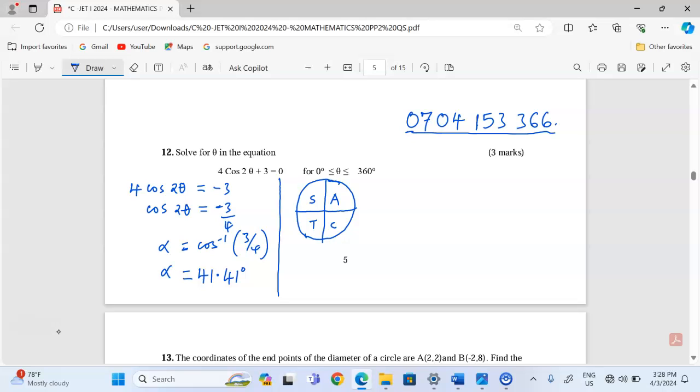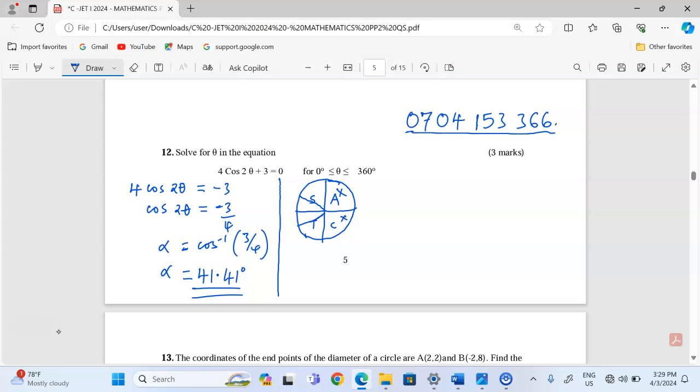This means we need the acute angle, which we have just calculated, in the quadrants where cosines are negative, and that is in the second quadrant. So in the second quadrant, we're going to measure 41.41 and also another 41.41 in the third quadrant, because in those two quadrants, cosines are negative. So we're going to exempt the first and the fourth.